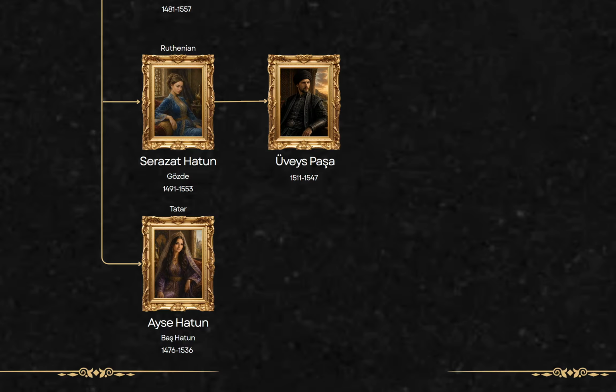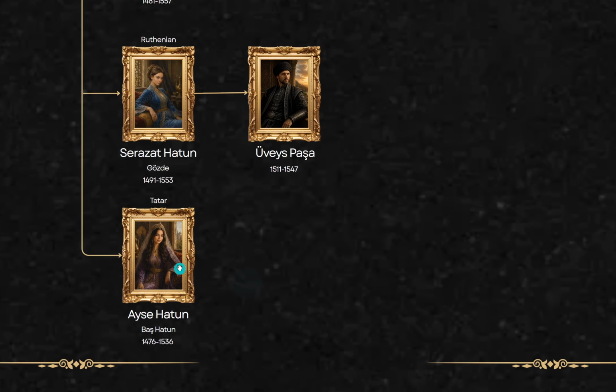So then we finally get to Aisha Hatun. So Aisha Hatun was Salim's only official wife. She had originally been the widow of Salim's brother, and while she never had children with either husband, the political alliance her marriage brought to Salim became extremely important during the Ottoman succession struggle.